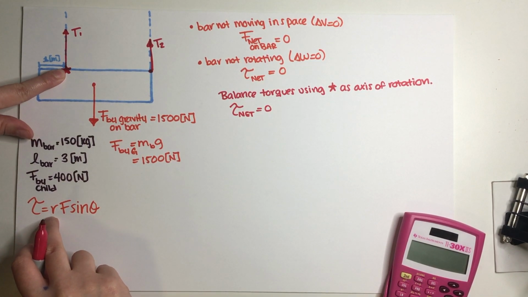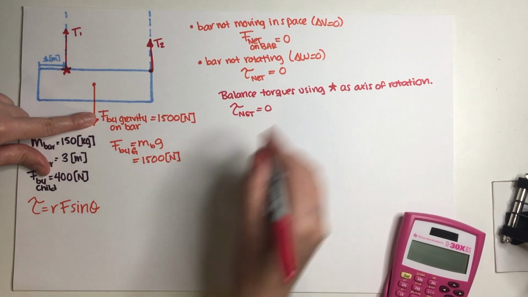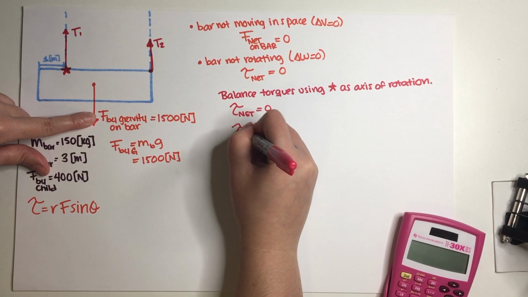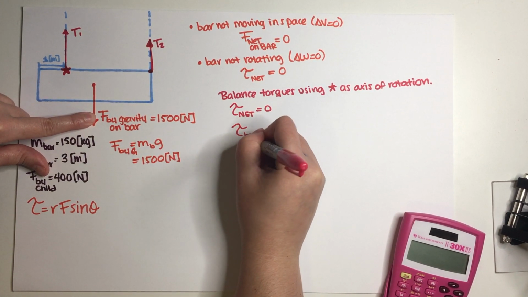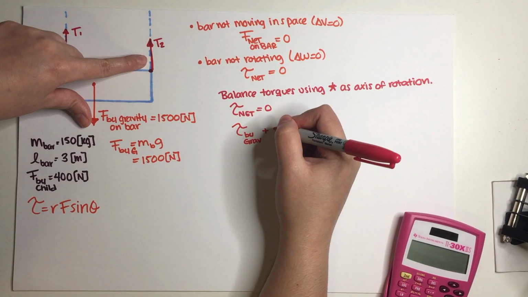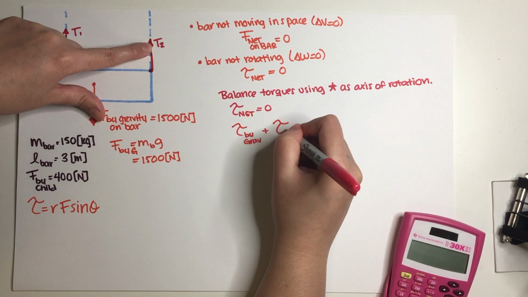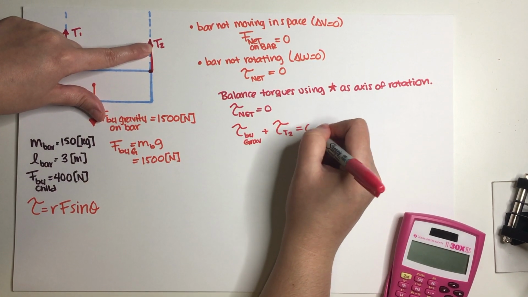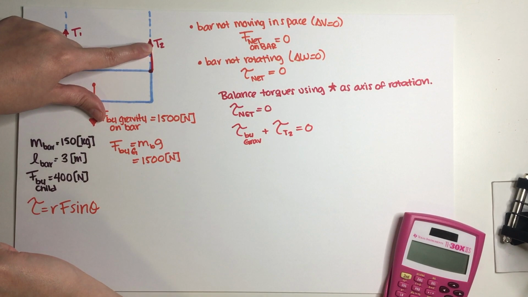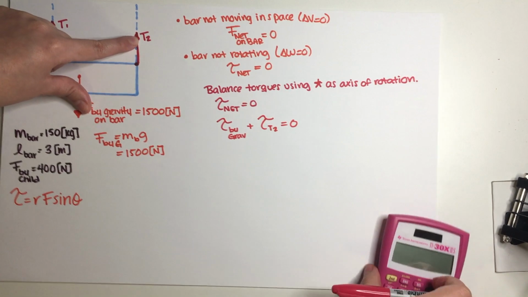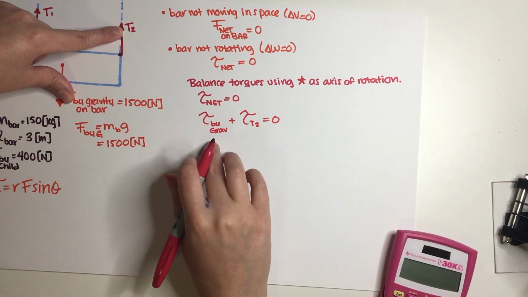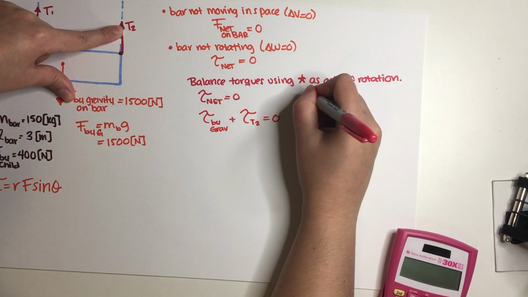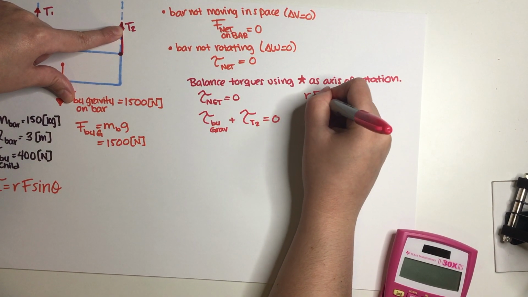So we only have 2 torques, the torque due to gravity and the torque due to tension number 2. And these have to add up to 0. Now, let's go ahead and substitute this. The torque by gravity is just going to be r times F grav.